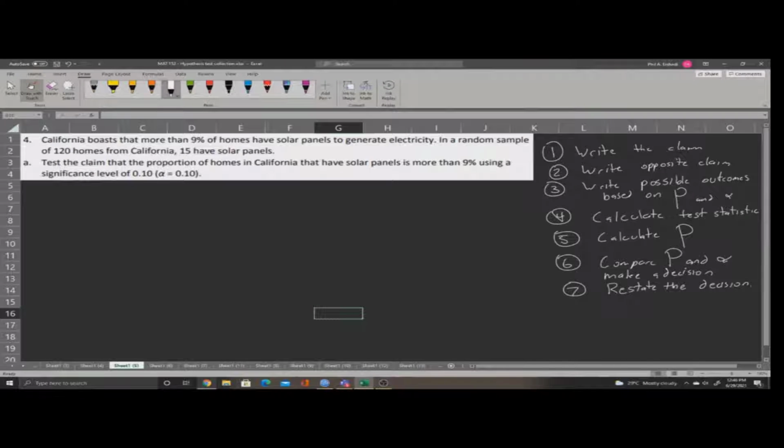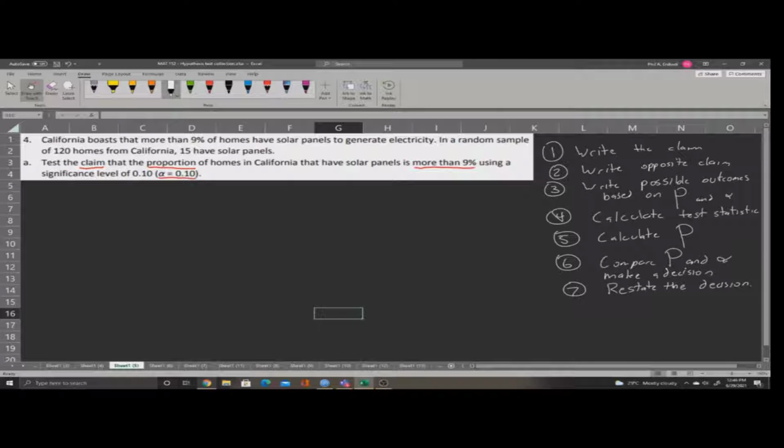For this problem, we'll follow the same 7 steps that we did in the previous problem. We'll begin by trying to write a claim. This question says that California boasts that more than 9% of homes have solar panels to generate electricity. In a random sample of 120 homes from California, 15 have solar panels. The claim we are trying to test, according to Part A, is that the proportion of homes that have solar panels is more than 9%. They also give us a significance level to use.